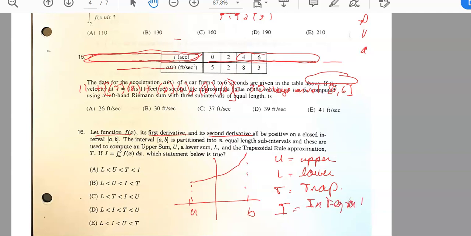And then they want you to put these into order. So let's break this up into equal subintervals like they tell us. We're going to do 2. So we're going to go from here to here, and then from here to here. So the trapezoid rule is easy to understand.